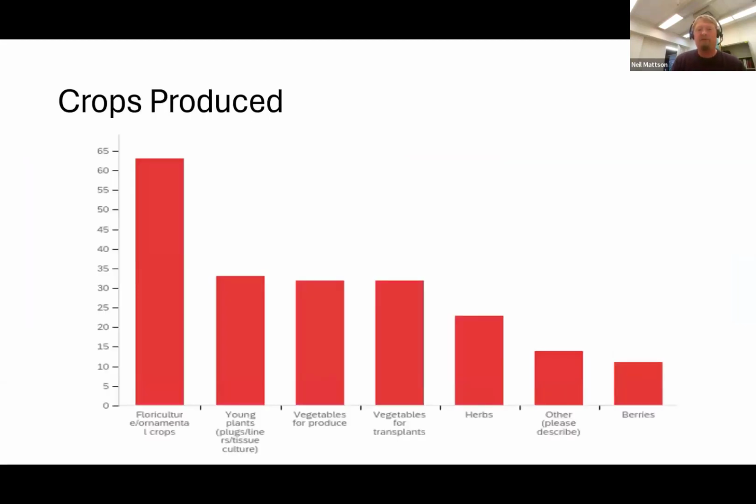The types of crops that were produced, and these add up to more than 100% because they could choose everything that they produce. So the largest was floriculture or ornamental crops, then young plants, either plugs or liners or tissue culture. And then that was similar to vegetables for produce, vegetables for transplants, followed by herbs, other, and berries.